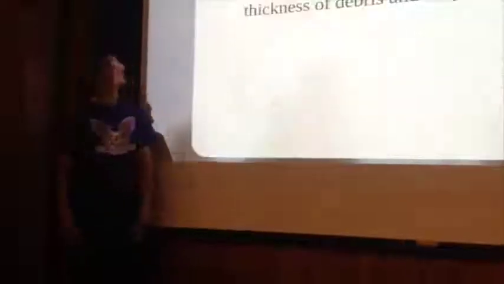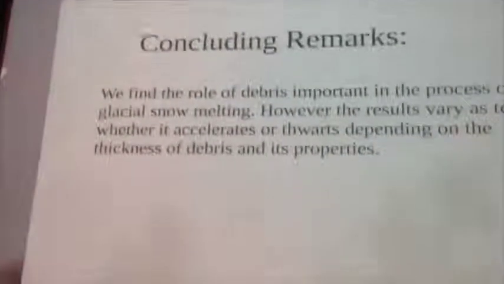Okay, so what we concluded is that solar radiation and inclusion, debris and conduction, they both play a role in the snow melting. However, the results varied because the thickness of the debris and its properties play a very important role.